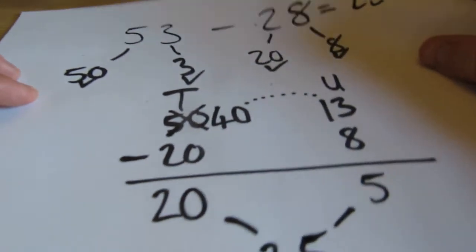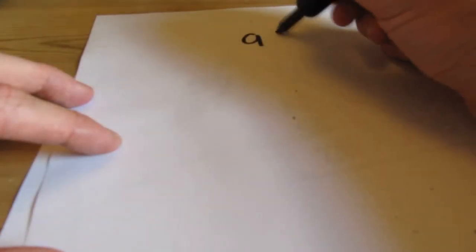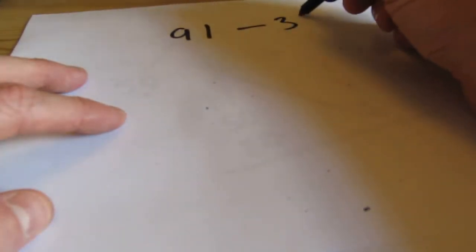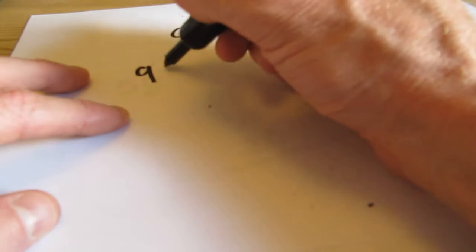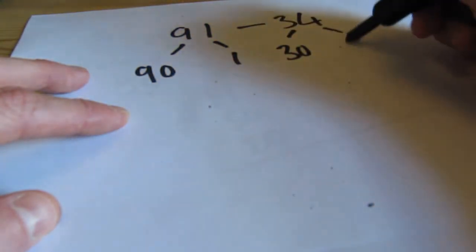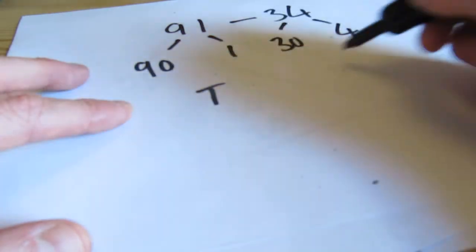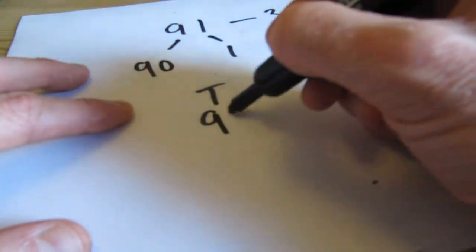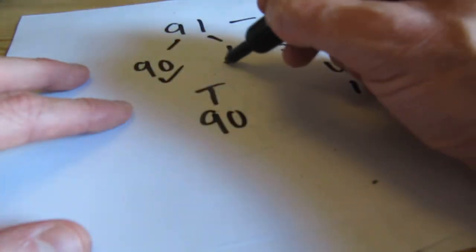We can look at this with another example. If we take, for example, let's say 91, and we're going to subtract 34. I will partition. I've got my 90, my 1, my 30, and my 4. And again, I put them into the correct section for tens and units.